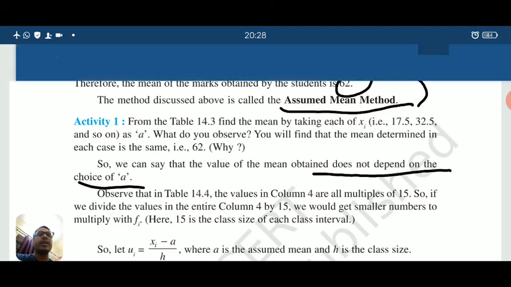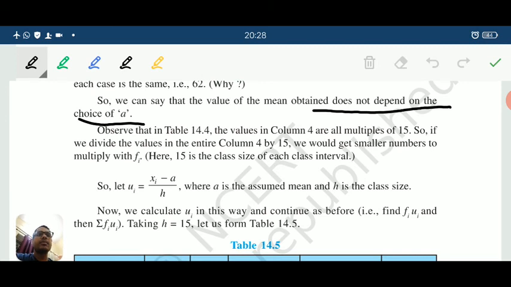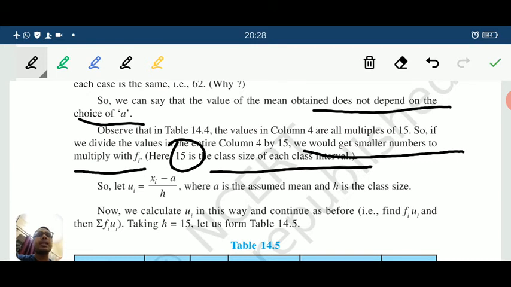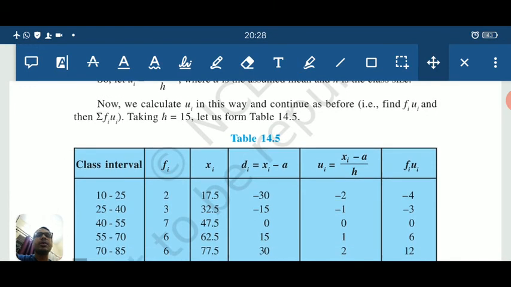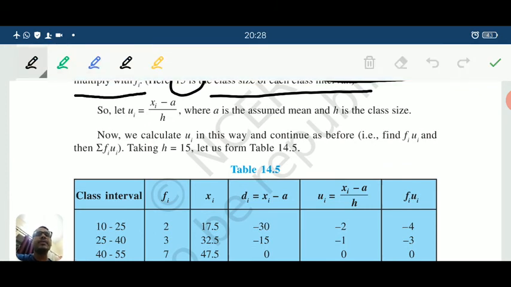Here we are trying to find out a smaller number by multiplying with fi's, isn't it? So see here, how do we find it? The 15 is the class size. What is the class size? How to get the class size? We can find the value of class size by subtracting the lower limit from the upper limit. So upper limit minus lower limit means what? 25 minus 10. 25 minus 10 will be what? It is 15. Yeah, so that is the class size. So h is equal to 15.